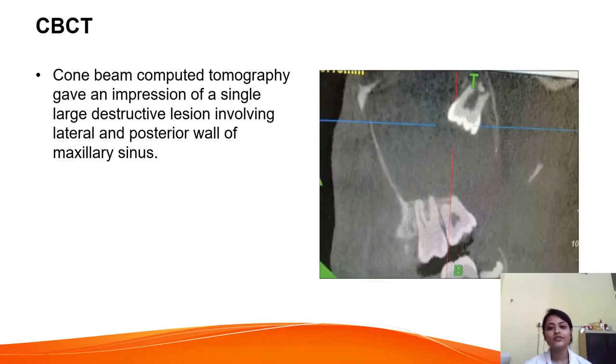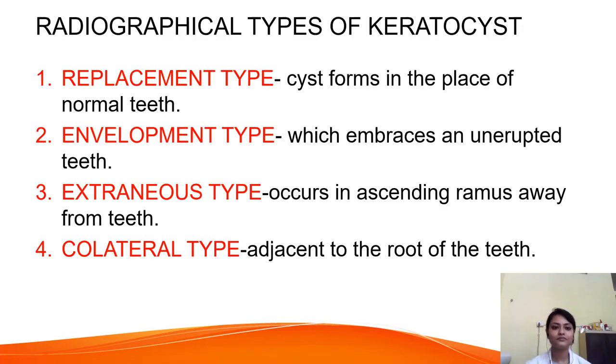This is the CBCT of the same case. We see here a large destructive lesion involving the lateral and posterior wall of the maxillary sinus. Totally it has been destructed. So it is destructive, with aggressive and neoplastic behavior. It is from this destructive characteristic only that this much confusion and dilemma came.